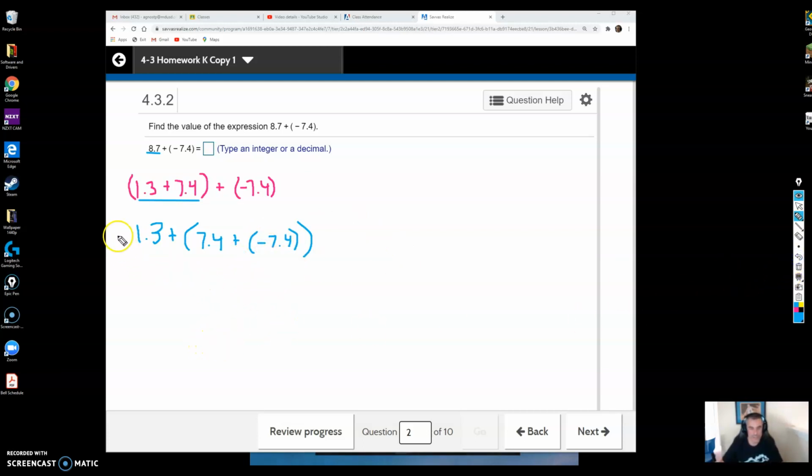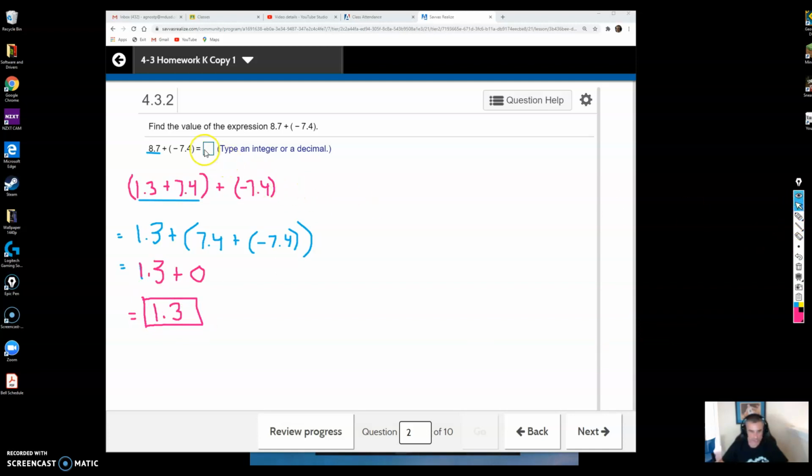All right, so we learned in previous lessons that these numbers are what are called additive inverses. They sum to 0. When you have the positive and negative version of the same number, they're going to cancel each other out. They add to 0. So I can rewrite this whole thing as 1.3 plus 0, right? Because these are going to add to 0. Any number plus 0 is just itself, so my final answer in this case is 1.3.